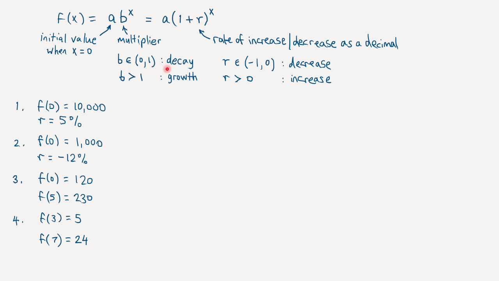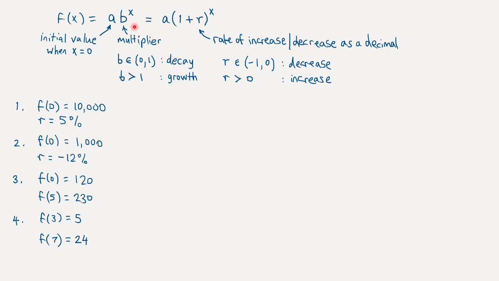So as x increases, the value of the function decreases. Whereas if b is greater than 1, we have an exponential growth function where as x increases, the value of the function increases. We can also write the function in this form: a times 1 plus r to the power x, and r here is the rate of increase or decrease expressed as a decimal. And now if r is between minus 1 and 0, we have a function that decreases as x increases, whereas if r is greater than 0, we have a function that increases as the value of x increases.